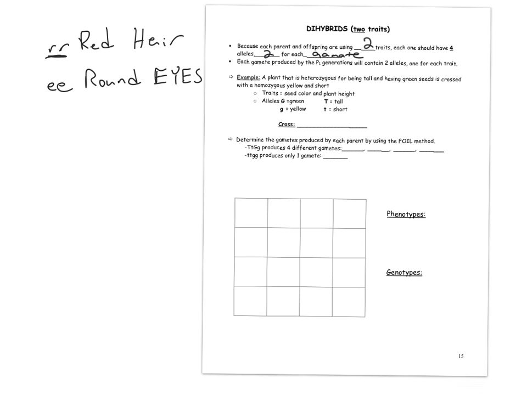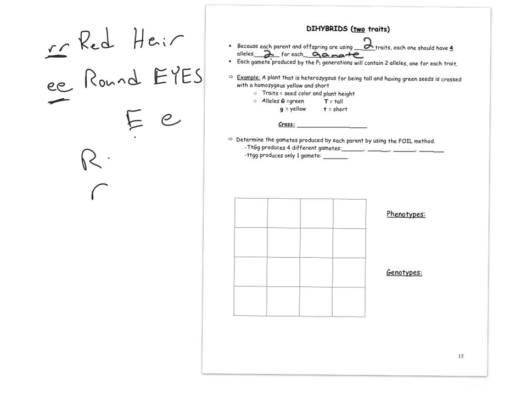There's four possible alleles, right? You can either have big E or little e, and you have a big R or a little r. So there's four different alleles that you can have, and each gamete can have two alleles. It can have an E and it can have an R, so it's going to be inherited a little differently.